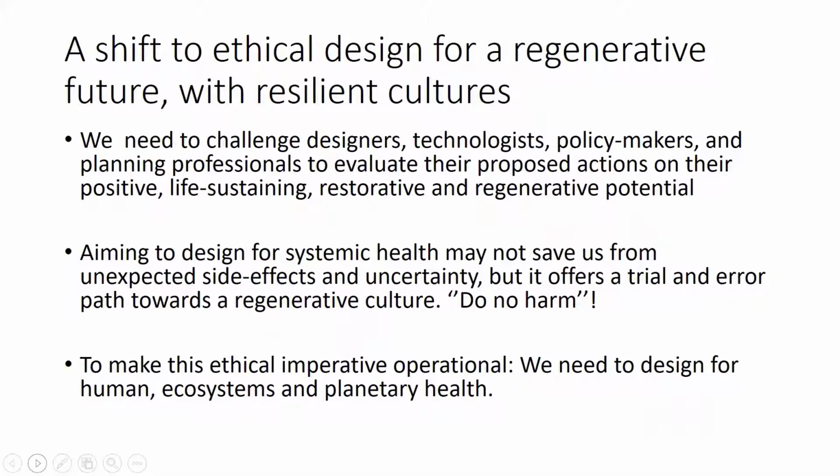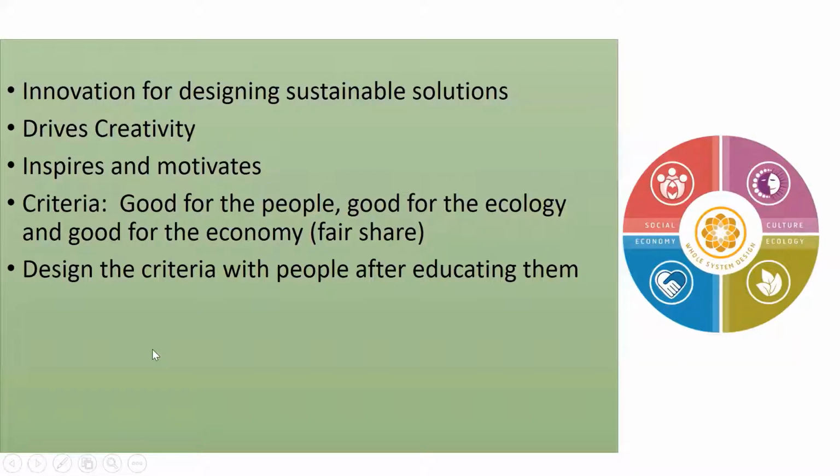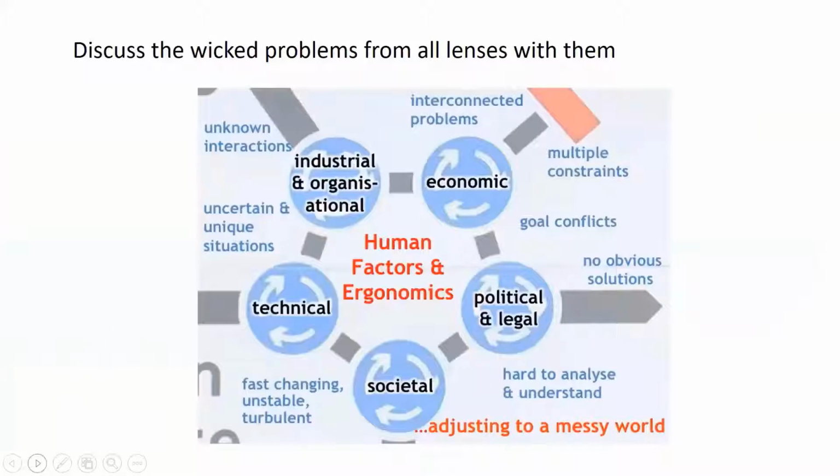If one of them is harmed, then the whole system is ineffective. Now, to make this ethical imperative optional, we need to design for human ecosystems and planetary health all together. To innovate, drive creativity, and inspire and motivate people, we want them to take part in designing for themselves, for the ecology and the economy. We want people to participate and understand the impact of poor design on their lives, so we need to educate them about these areas.